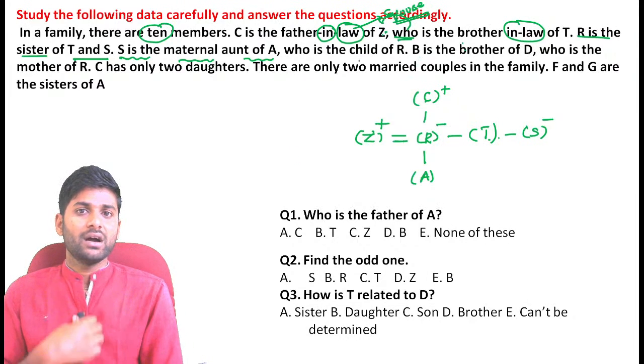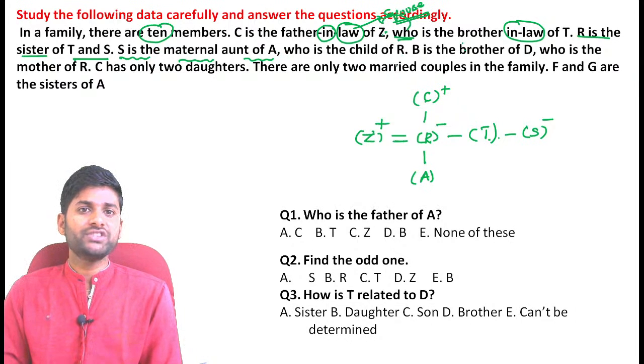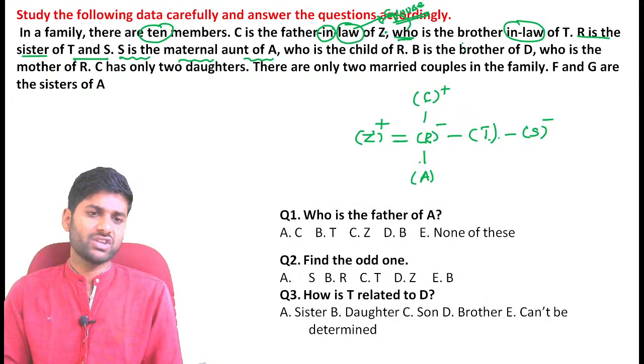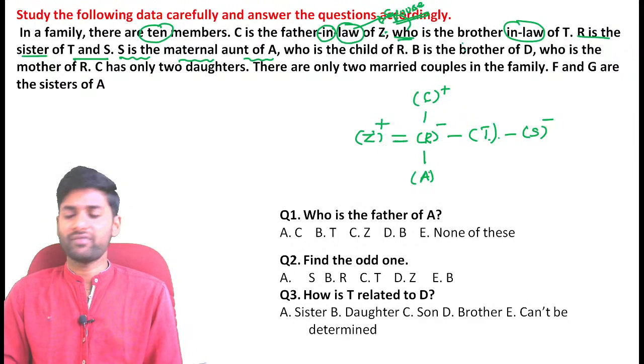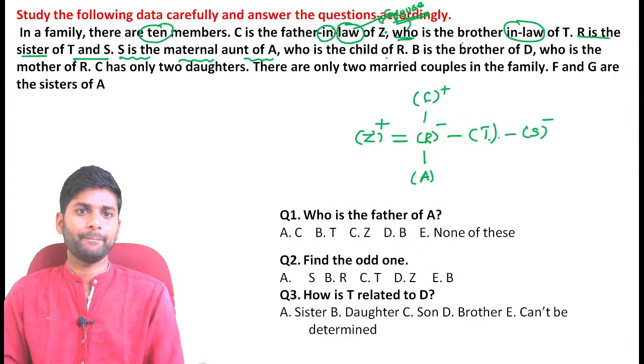See the line? S is the maternal aunt of A. Who is the child of R? If they mention it or not doesn't matter. Why? Because S is the maternal aunt and we have one married couple. Definitely, A is the child of R.